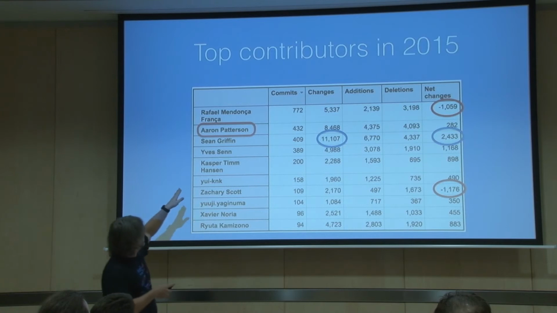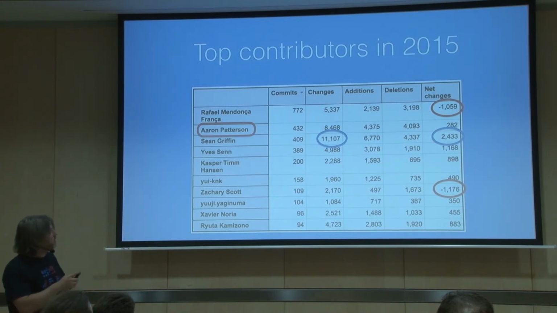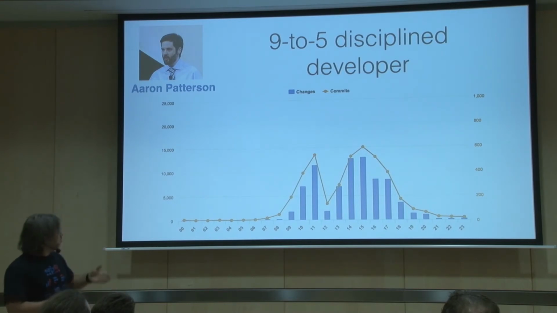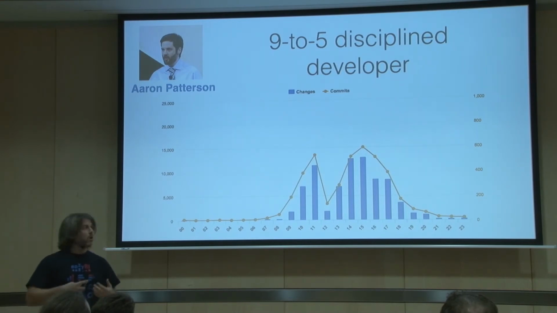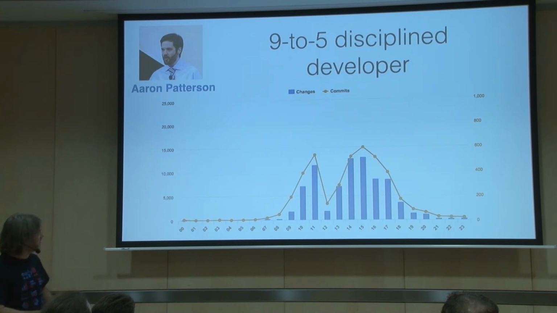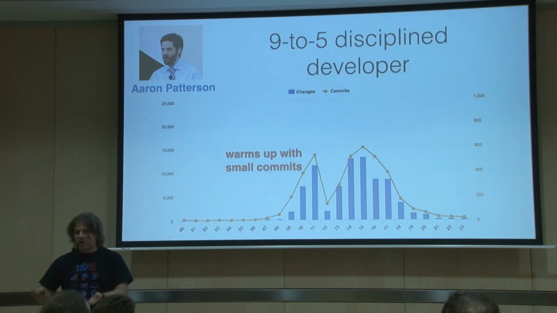But let's focus on one well-known Rubyist, Aaron Patterson, who has been in this top list for many years. He also typically likes to do a lot of refactorings. So I looked at his individual contributions, but differently, by the hour of the day when he's working. What I found out is that he's actually a very disciplined developer, a 9-to-5 developer as I call him, a good corporate citizen. He starts at 8 a.m. or 9 a.m. and warms up with some small commits.